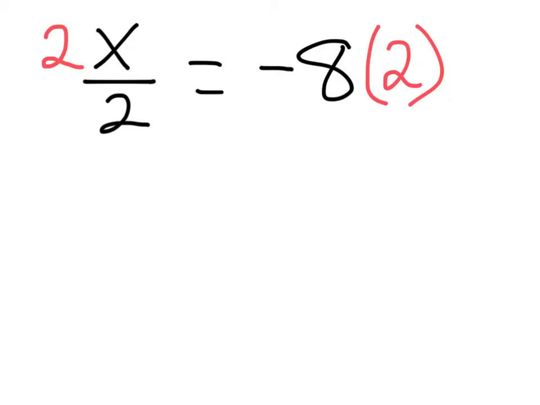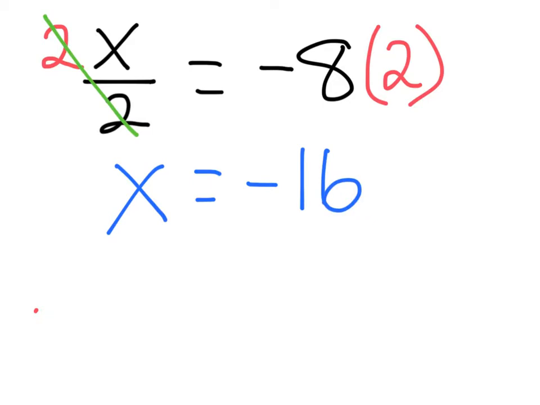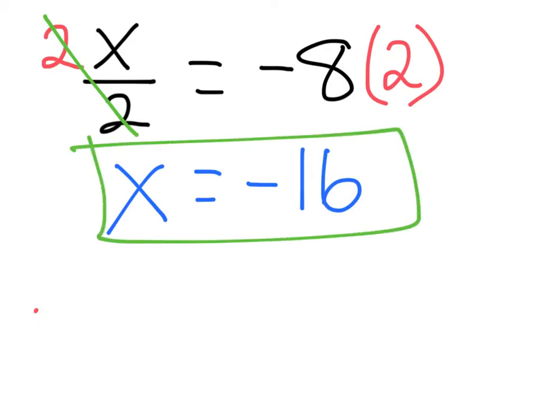And when we do that, I know that 2 divided by 2 cancels out. It's 1, right? So now we have simply x, or 1x, like we talked about. And then on the right side, we've got negative 8 times 2. And I know that it's negative 16. So this is our answer, but we need to figure out if this is correct.